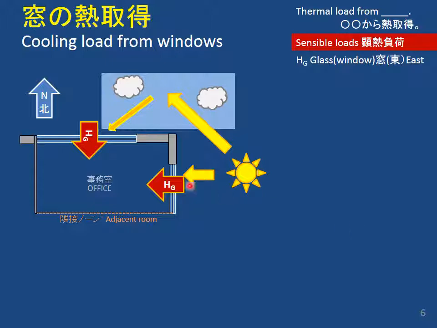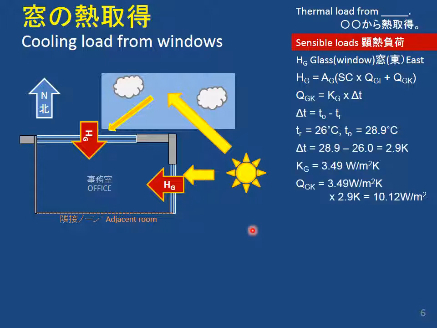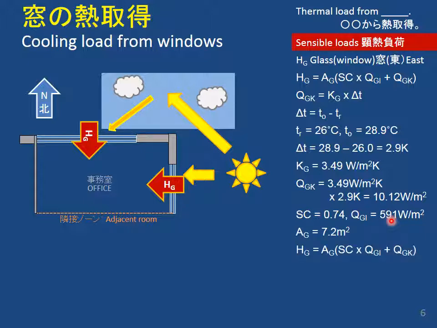Now let's do the east window. It should be more. Same equations, same temperatures, same window. Shading coefficient is the same, but the sunlight amount is higher. Different area. Use the same equation, and we get a total from sunlight and temperature of 3,221 watts for that hour.